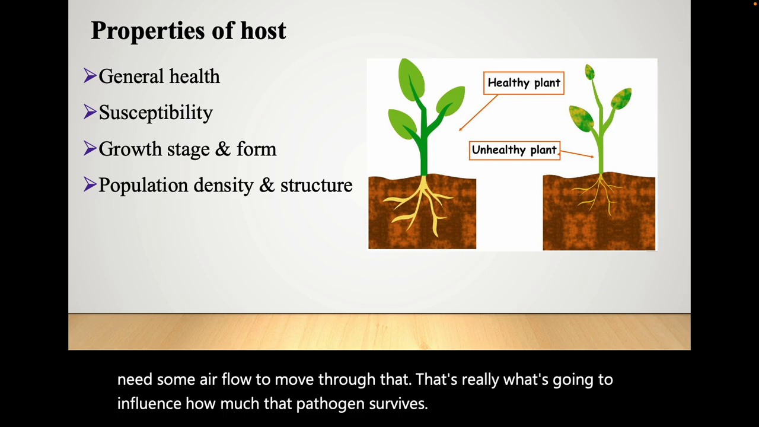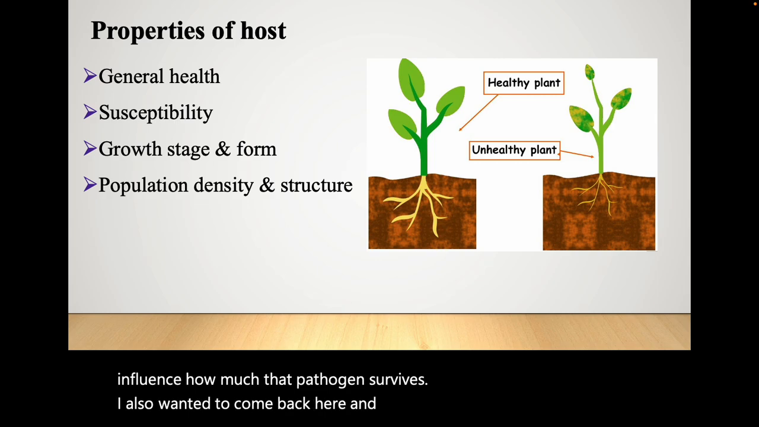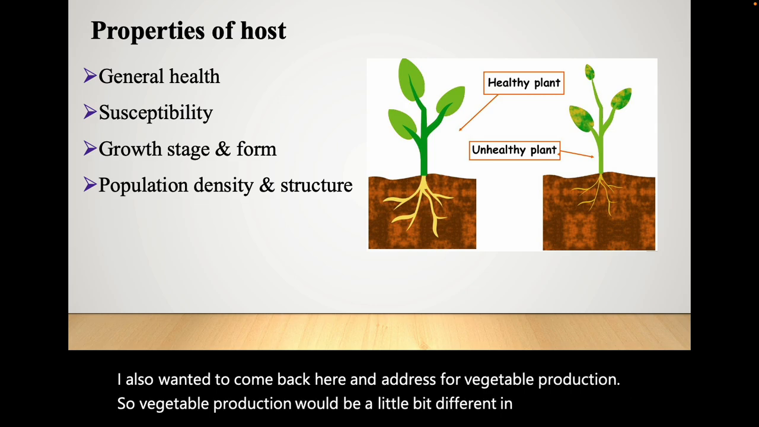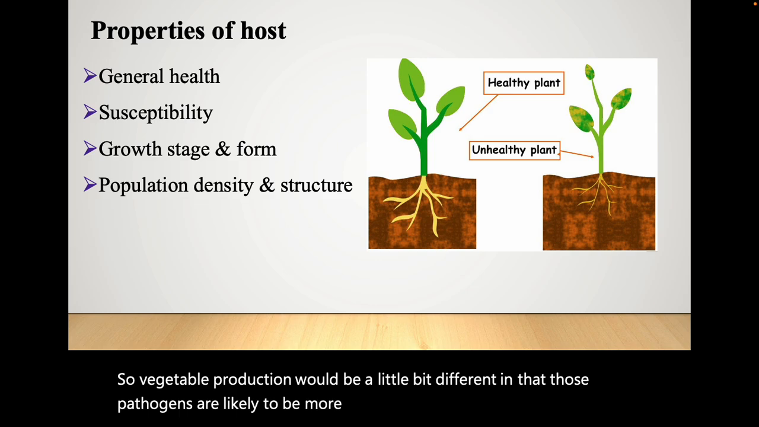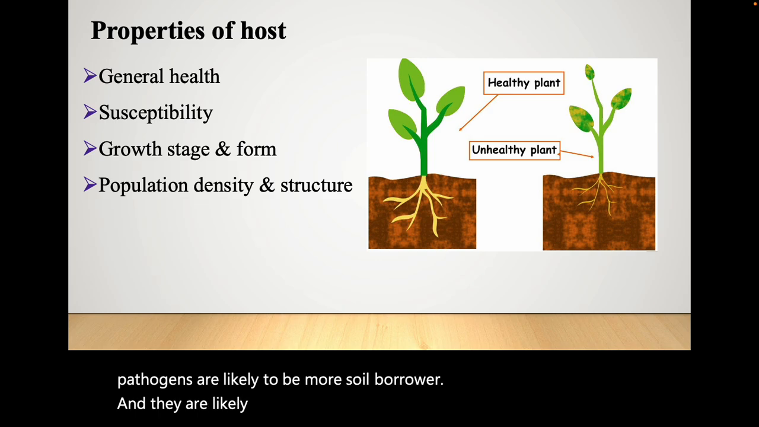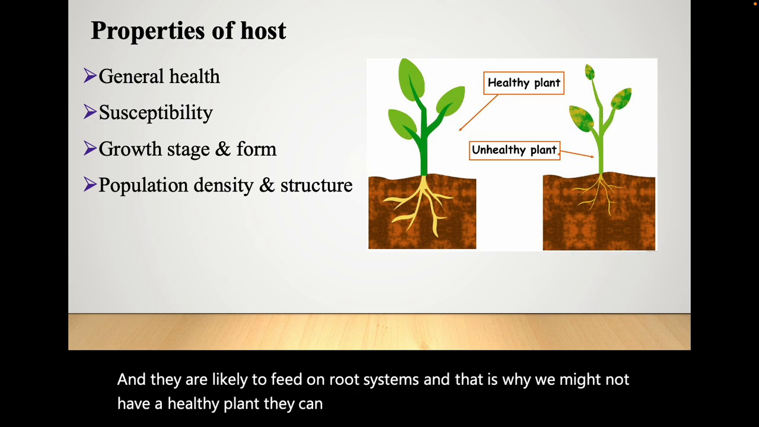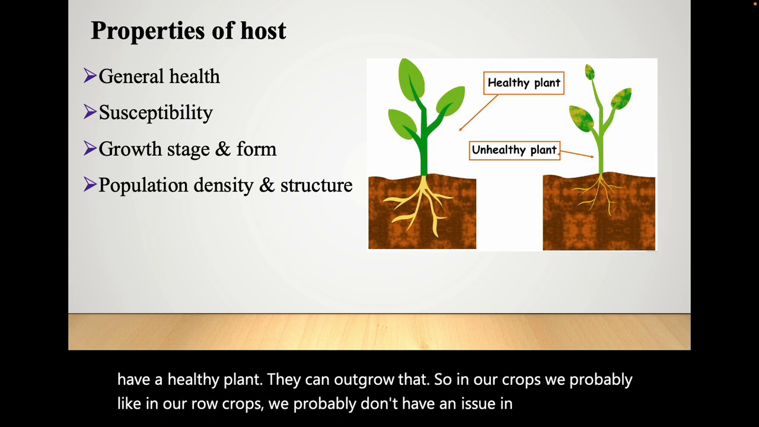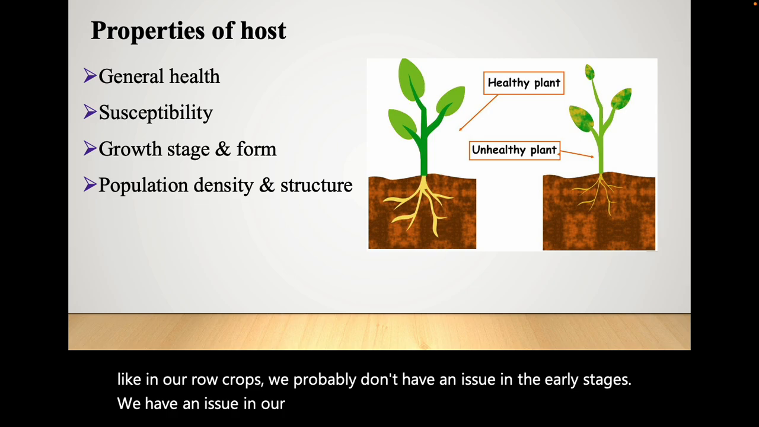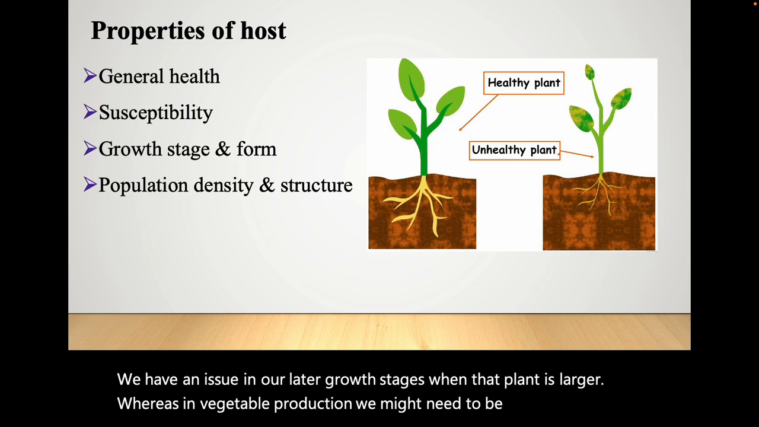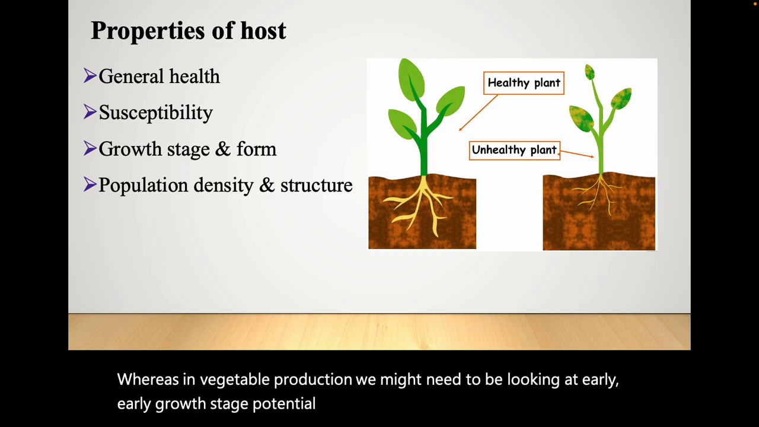I also wanted to come back here and address vegetable production. Vegetable production will be a little bit different in that those pathogens are likely to be more soil borne, and they are likely to feed on root systems, and that is why we might not have a healthy plant that can outgrow that. So in our row crops, we probably don't have an issue in the early stages. We have an issue in our later growth stages when that plant is larger. Whereas in vegetable production, we might need to be looking at early growth stage potential for disease infection.